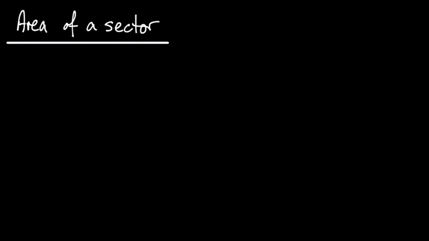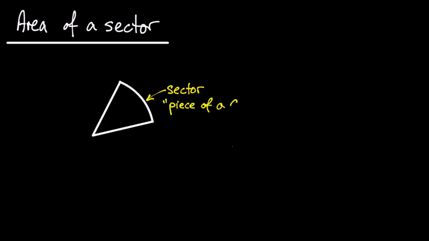Now previously we've looked at how to work out the area of a circle or a part of a circle. This time we're going to have a look at calculating the area of a sector. Now a sector is basically like a piece of pie, I guess would be the best analogy. It's a portion of a circle or a part of a circle. So if you imagine a pizza maybe cut into slices, a piece of that would be a sector. Okay, it's the piece of a circle.